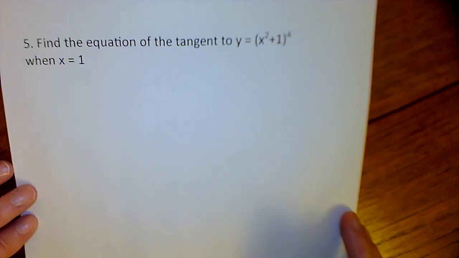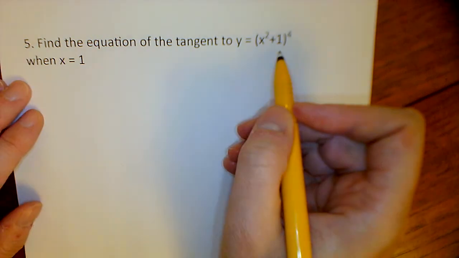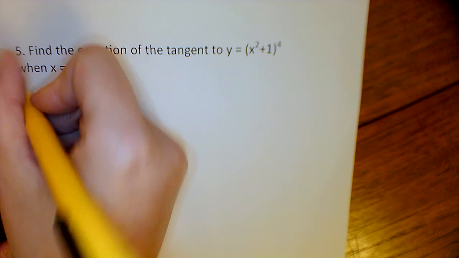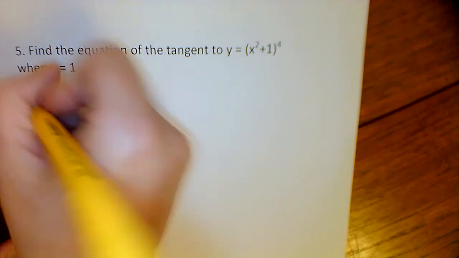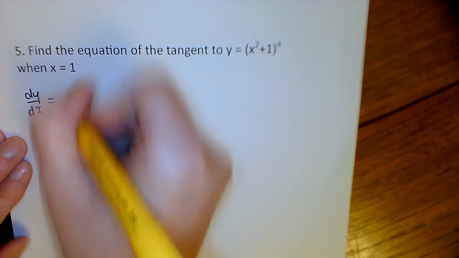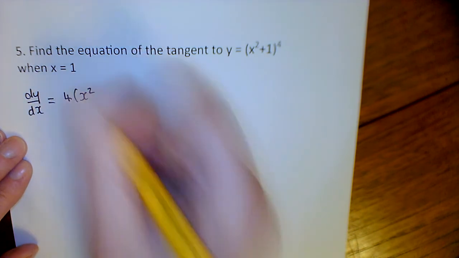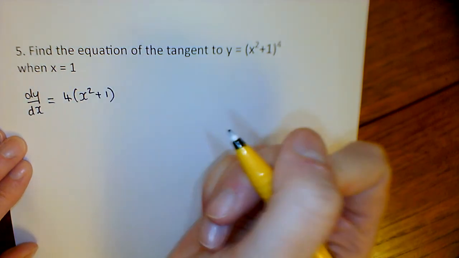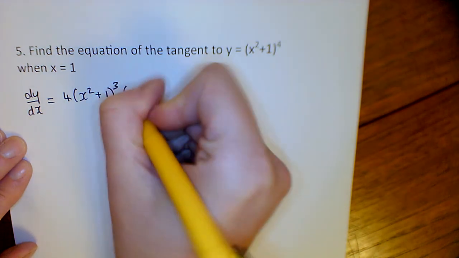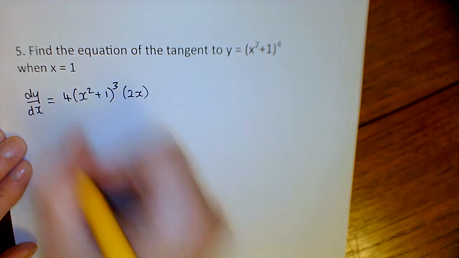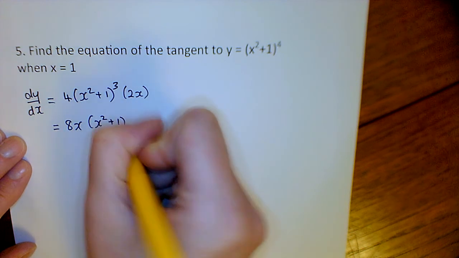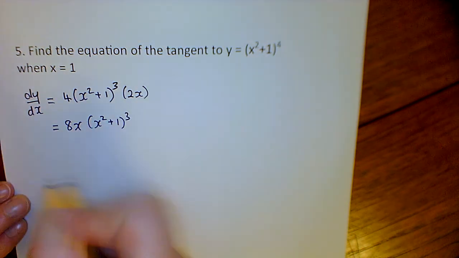So find the equation of the tangent to y equals x squared plus 1 to the power of 4 when x is 1. So you think, when you see equation of tangent, you think dy by dx. So when we differentiate that, we get 4 upon x squared plus 1, and then take 1 away, we get 3. Differentiate what's inside the bracket, so that's 2x. So it's 8x upon x squared plus 1 cubed.